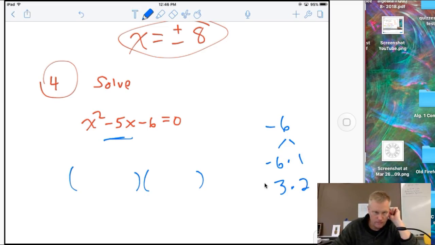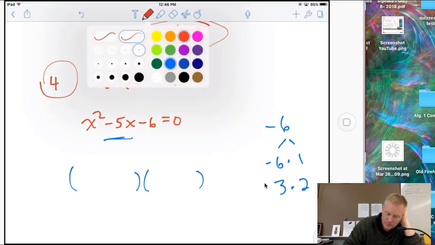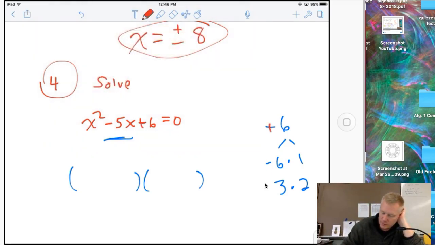I wrote this down wrong. This should be plus 6, sorry. Which means that's going to be plus, that's plus. So if I make them both negative, then they add up to negative 5. So that's what goes in my parentheses, x minus 3 and x minus 2.